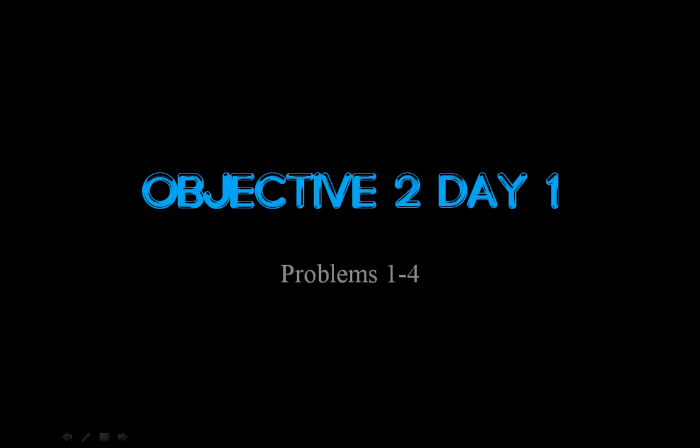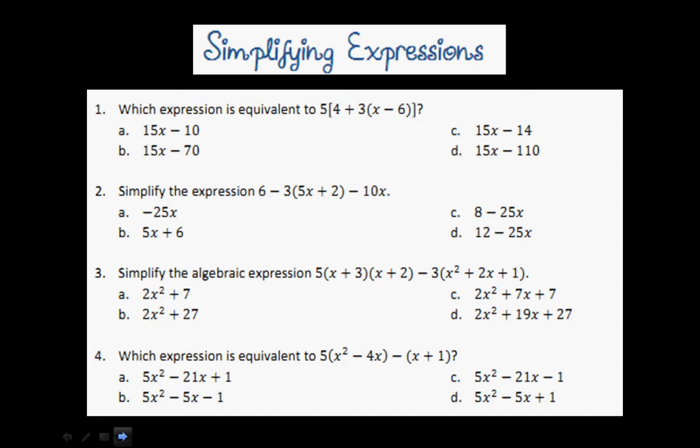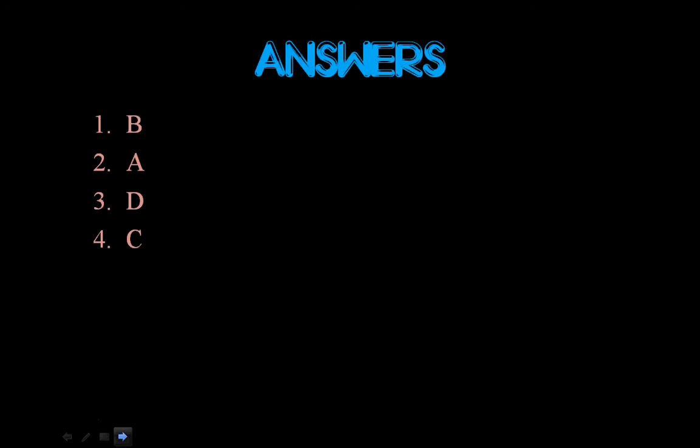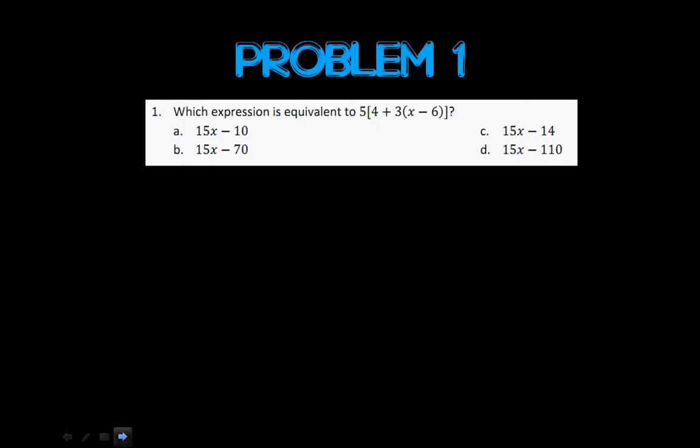To day 1 homework, which was assigned on March 21st, I'm going to do problems 1 through 4 first, and then the second video will be the last problems 5 through 7. So these are the 4 problems, and they're all simplifying expressions. You should have gotten B for number 1, A for number 2, D for number 3, and C for number 4. So the first one says which expression is equivalent to that.